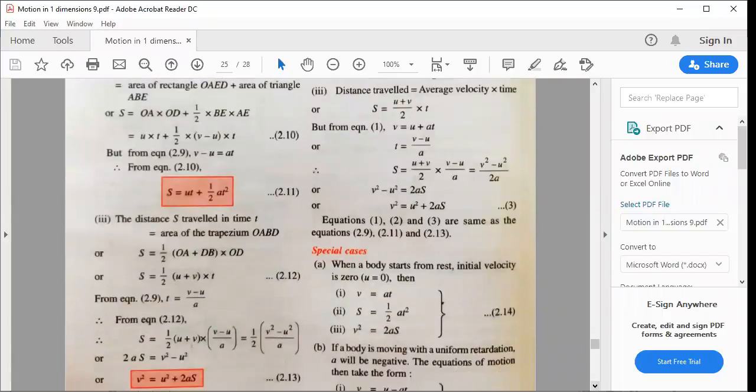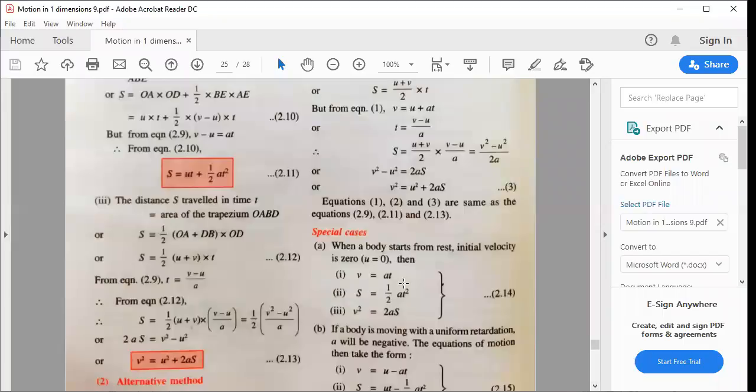What happens when there are some special cases? Special cases means when the body is starting from rest. Initial velocity is 0, which means u is 0. So if you have these three equations, v is equal to u plus at. If you put u as 0, then what will be my equation? v is equal to at. So you don't need to mug up these equations, okay? I'm just trying to tell you. So when u is 0, v is actually at.